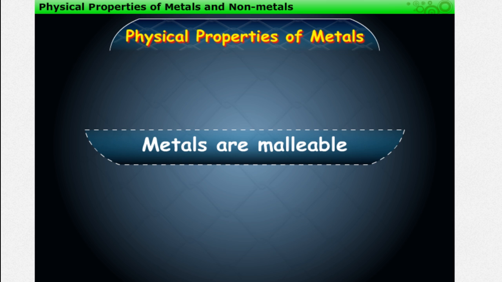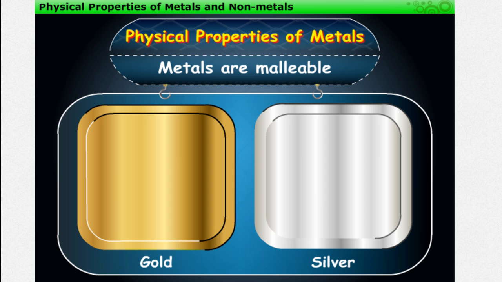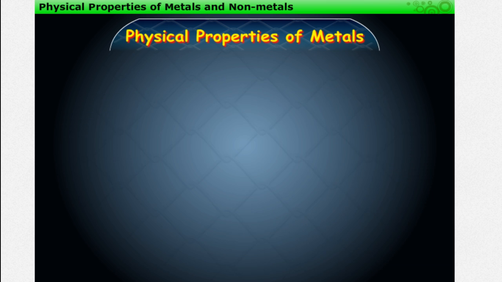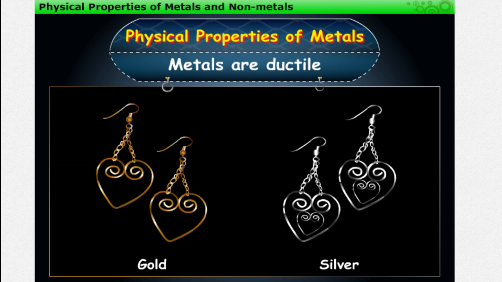Some metals have the ability to be beaten into thin sheets. This property is called malleability, that is, metals are malleable. Gold and silver are the most malleable metals. Also, they have the ability to be drawn into thin wires, which is called ductility. Gold is the most ductile metal.